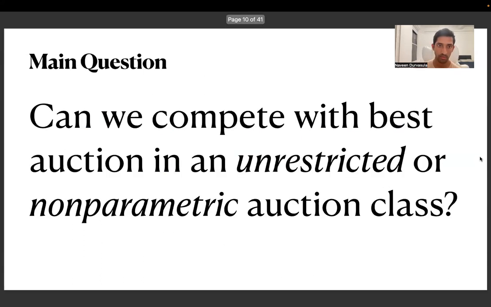And so in our paper, we aim to return to the original promise of online learning in auctions, which is to optimize revenue in a truly unrestricted way without having knowledge of the bidders' distributions. And so the goal here is to say, is it possible to achieve a learnability guarantee relative to the best auction in an unrestricted or non-parametric auction class? For example, the class of all incentive compatible auctions.